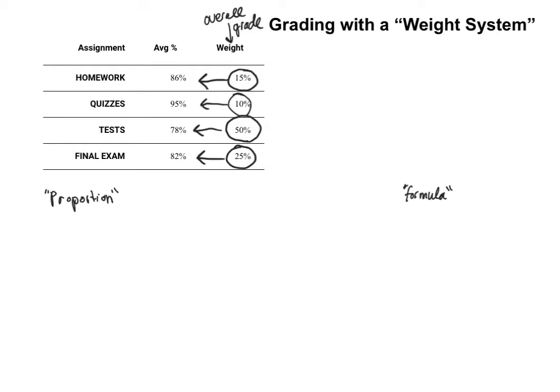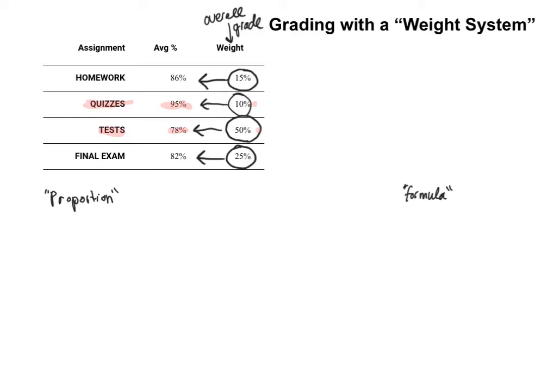So although they did really well on their quizzes, they got a 95% on all their quizzes as an average, that's only going to account for 10%. They didn't do as well on their tests. On their tests, they got a 78% average. Unfortunately, that's going to count for exactly half of their grade.